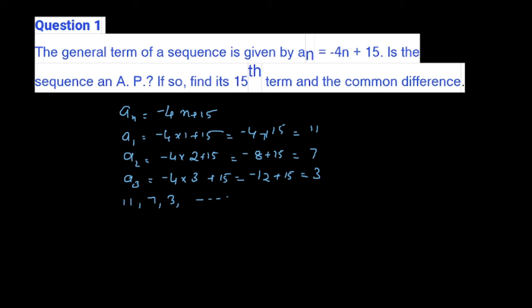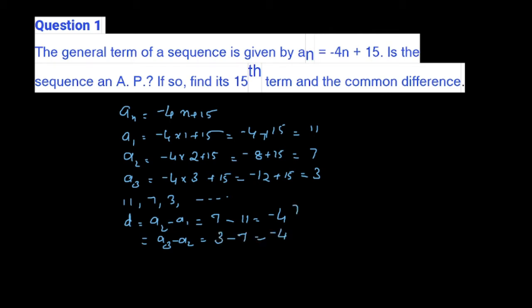So what is the D? D is equal to A2 minus A1. The first term is 11 and second term is 7, right? So second term minus first term, that is 7 minus 11 is equal to minus 4. Now it is the same D, we can find out by subtracting A2 from A3 also, right? So A3 minus A2 is equal to, what is A3? A3 is equal to 3. 3 minus 7, that is equal to minus 4.